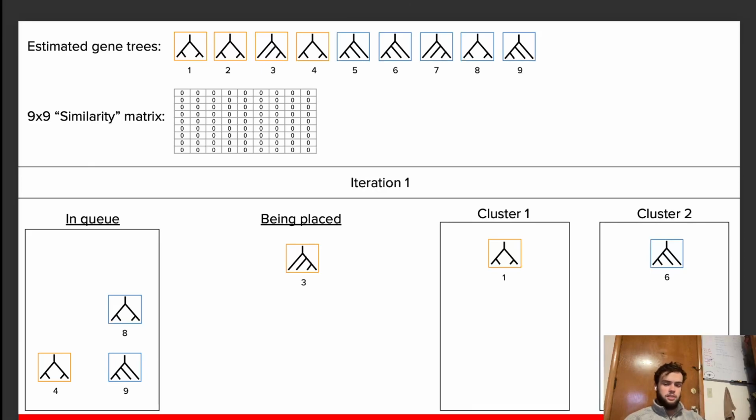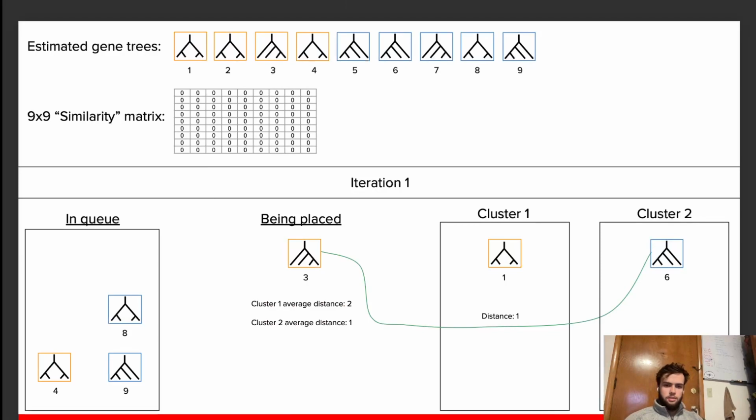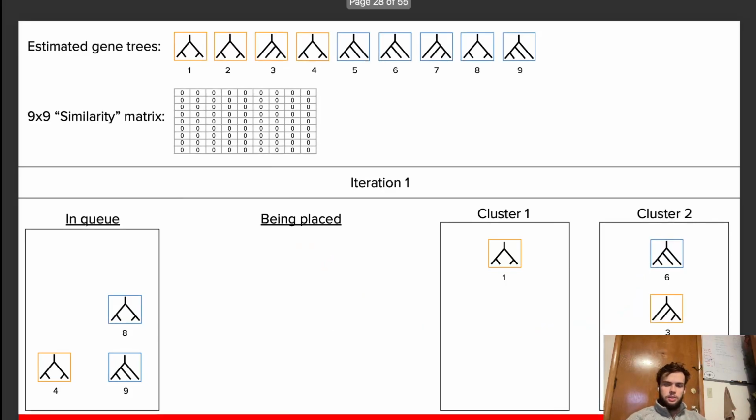And then for each of the remaining gene trees, we are going to compare it to every gene tree that is already placed in a cluster. We're going to look at the average distance from the gene tree being placed to each of the gene trees already in the cluster, and we're going to put this gene tree where the average distance is smallest. So in this case, it has an average distance of 2 to cluster 1 and an average distance of 1 to cluster 2. So it goes into cluster 2 because it's closer on average to cluster 2.